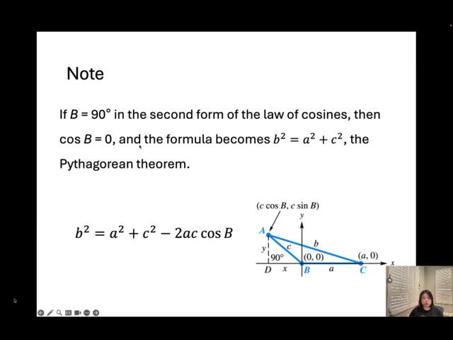When B is equal to 90 degrees, think about it, that would be a right triangle. And you know cosine B is equal to 0. So when you plug in cosine B equal to 0, you cancel out this part. So you are left with b squared equal to a squared plus c squared, which is the Pythagorean theorem for the right triangle.